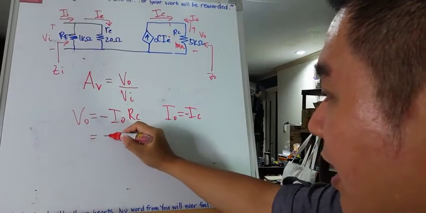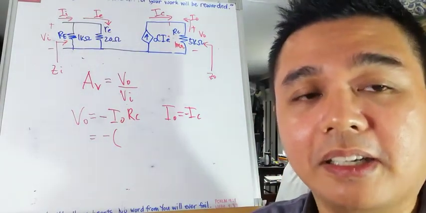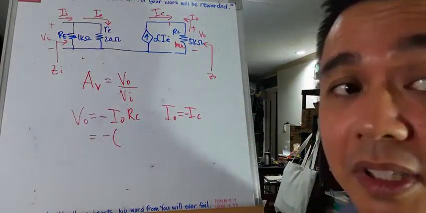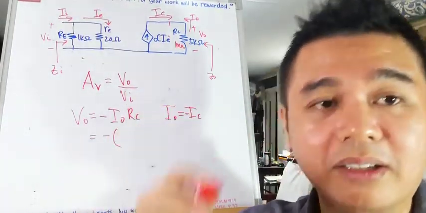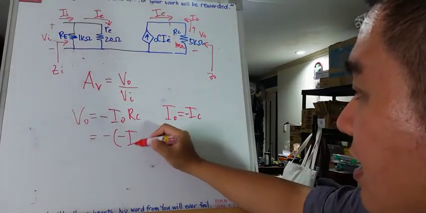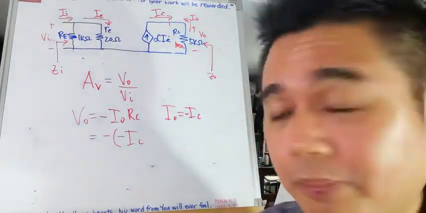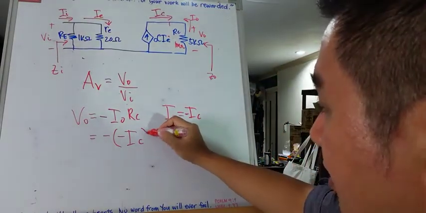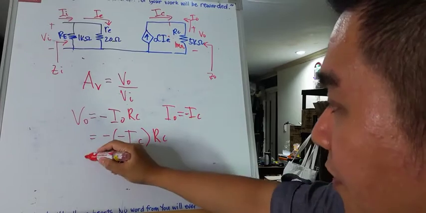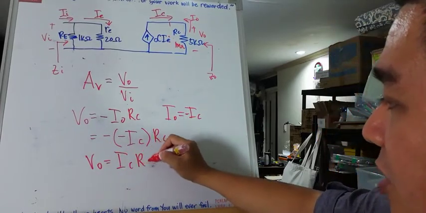This is equal to negative, ano ulit yung I out natin? Negative I sub C. Remember, this is small caps, hindi lang siya obvious, no? Kasi mukhang capital yung C natin, no? This is negative I C. Yung I out natin, napalitan natin ng negative IC. Right. And then, times R C. Therefore, the output voltage is equal to IC times RC.